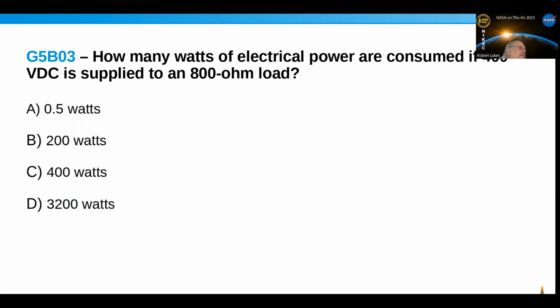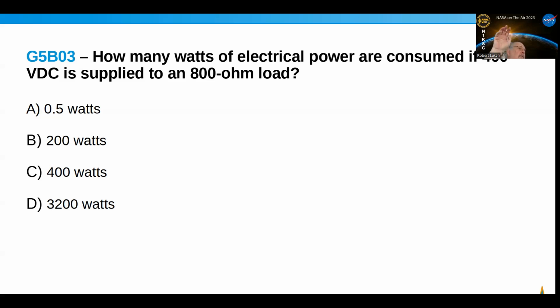So which one will be used? E squared over R, maybe? So we know voltage, we know resistance. We want power. So if I got 400 volts, I square it. So I got 400 times 400 divided by 800. Let me show you how you can do it without the calculator.